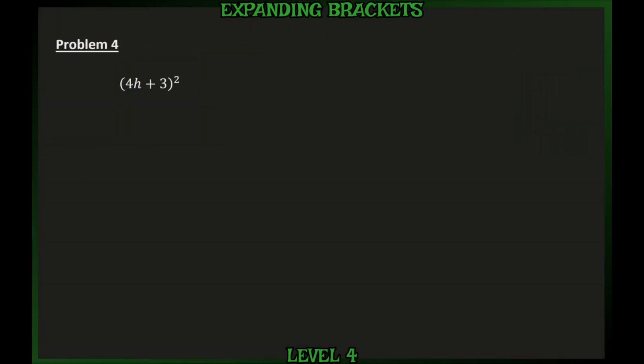In problem 4, we're expanding 4h plus 3 all squared. Now whenever we're squaring a bracket, we can rewrite it as the bracket 4h plus 3 multiplied by itself, because that's what squaring means. It means you're multiplying something by itself. And we can now expand this normally.